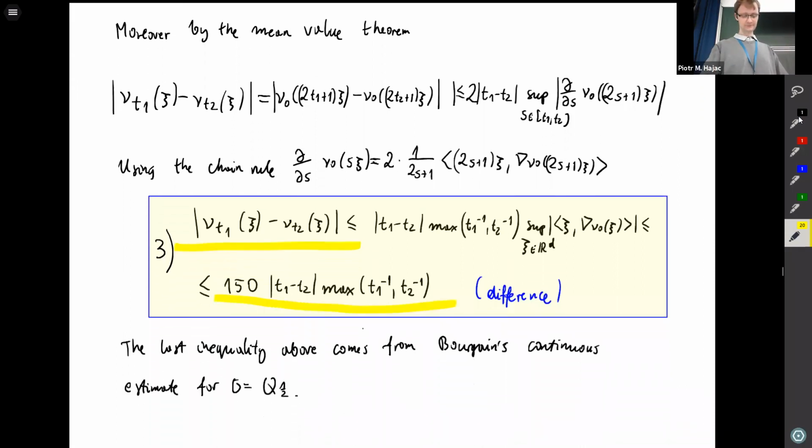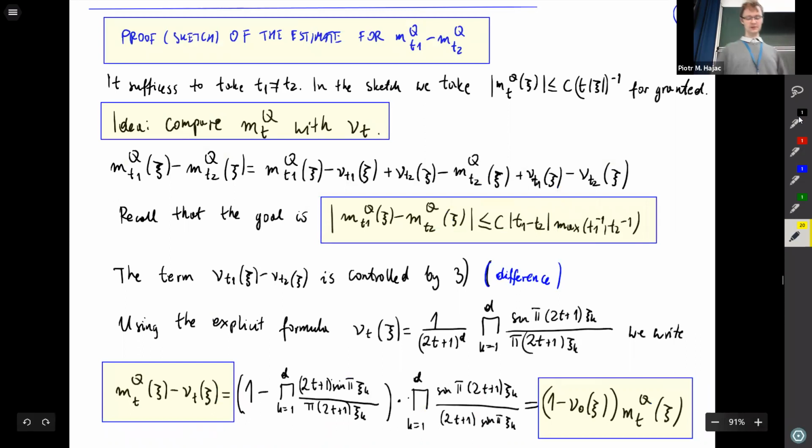So the idea to get, for example, the estimate for M_t1 minus M_t2 is to compare it with mu_t1 minus mu_t2. So we make this obvious splitting of M_t1 minus M_t2. M_t1 is here, M_t2 is here, and then we wrote some extra terms so that they can cancel, but it's convenient to arrange them in a different order. So for example, M_t1 is here, mu_t1 is here, it cancels, perfect. mu_t2 is here, mu_t2 is here, everything cancels. We could have written it in this way if we wanted. But now we group the terms in this way.